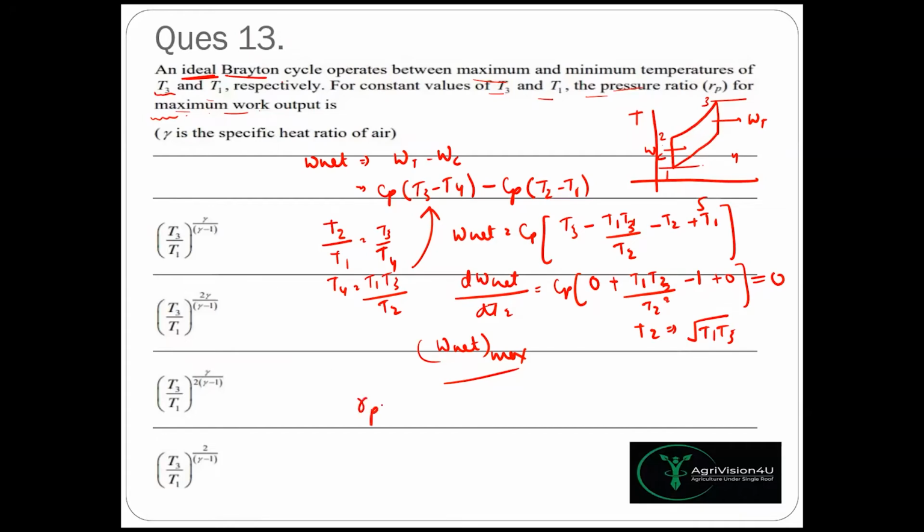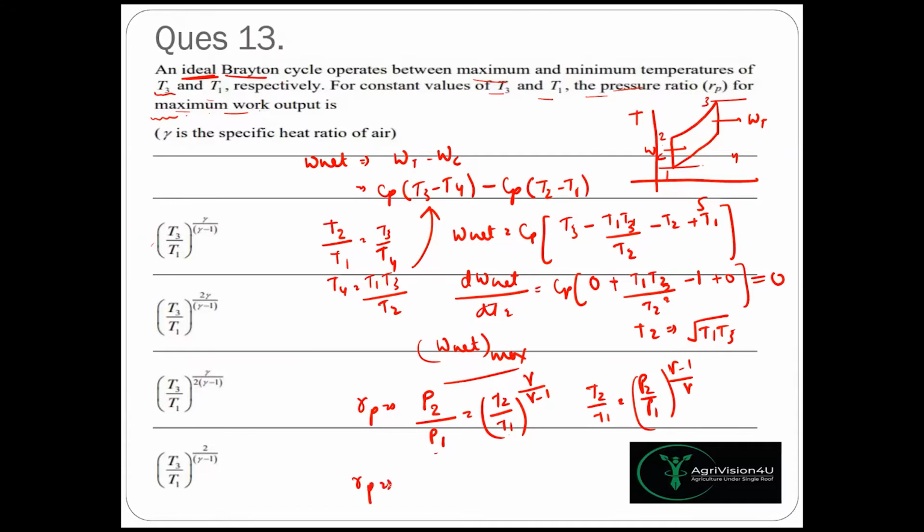Now the pressure ratio for this would be P2 by P1, right? And because 1 to 2 is an adiabatic process, or an isentropic process, we'll be using the expression T2 by T1 equals (P2 by P1) whole to the power (gamma minus 1) upon gamma. So if we are to find P2 by P1, then this will be equal to (T2 by T1) whole to the power gamma upon (gamma minus 1). So T2 by T1, we can replace T2 in terms of T3 because our expression is in terms of T3 and T1.